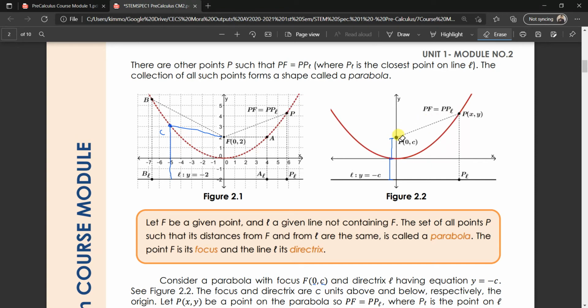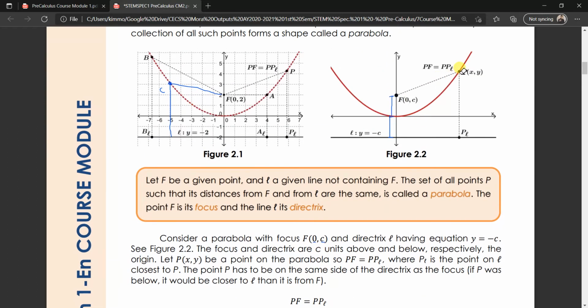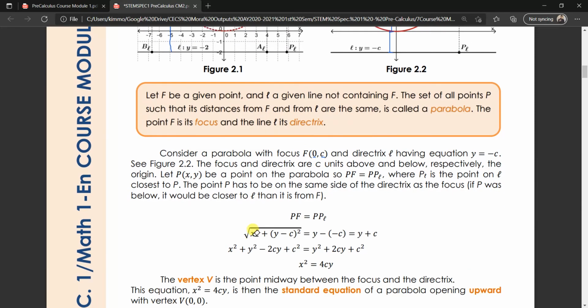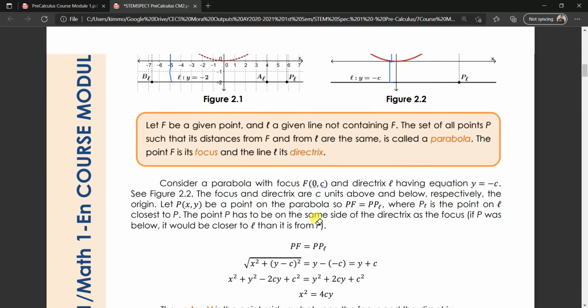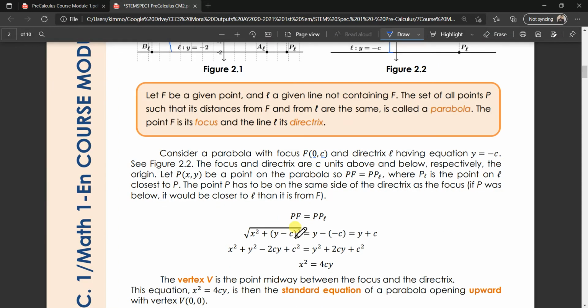So point P to focus. Again, that is by using the distance formula. So that is the square root of x sub 2 minus x sub 1. Here, our x sub 2 is our x from point P, then our x sub 1 is 0. So that's why we have x squared here, plus our y sub 2, that is y, minus our y sub 1. Again, our y sub 1 is c. So that's why we have y minus c squared.